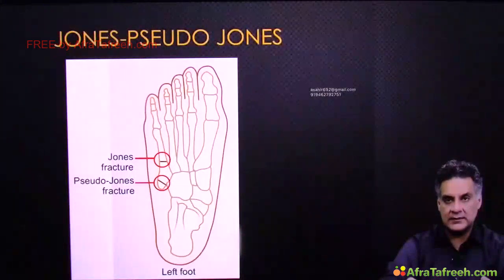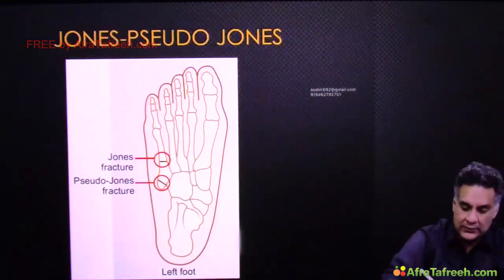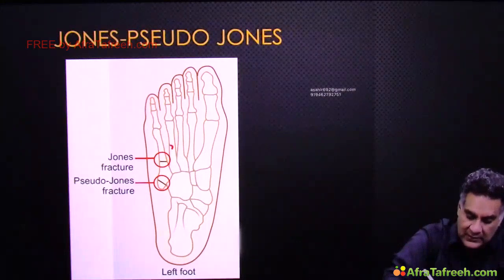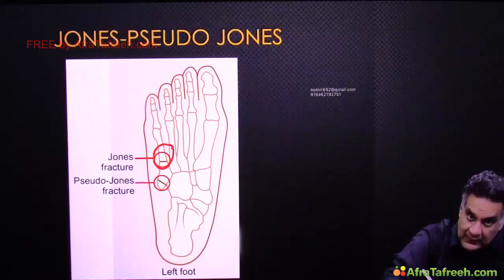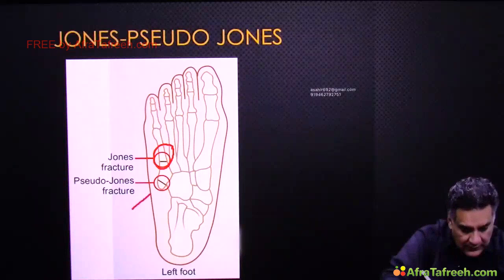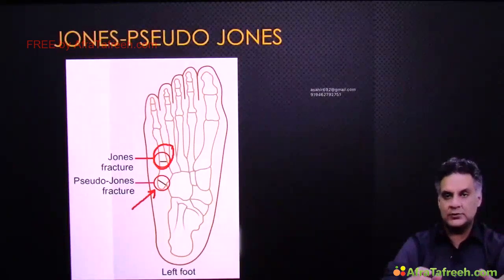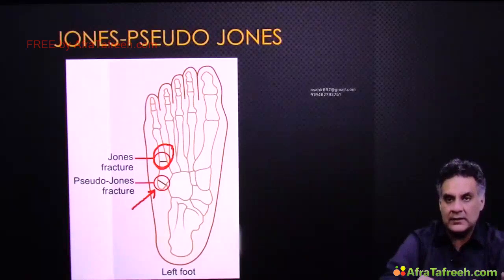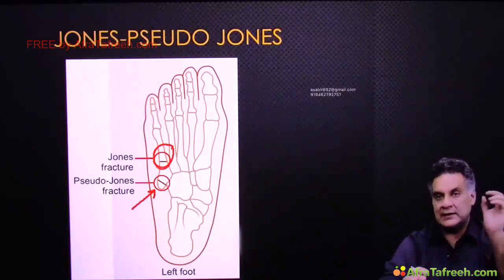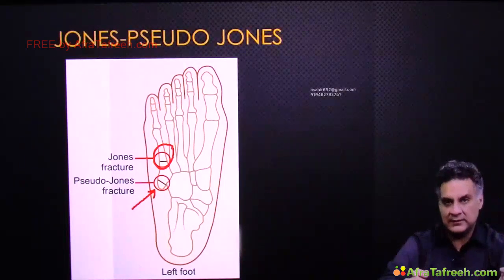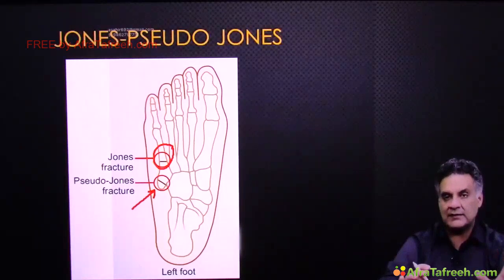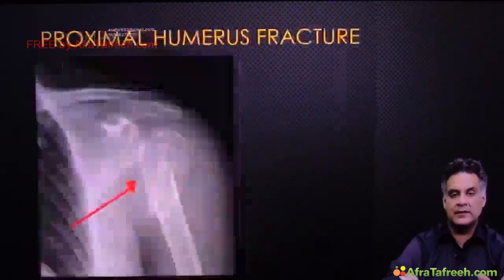Jones fracture and pseudo-Jones fracture. Jones fracture is fracture of the base of the fifth metatarsal. Pseudo-Jones is more proximal avulsion fracture. Remember, pseudo-Jones is more proximal, occurring at the tip of the metatarsal. Jones at the metaphyseal-diaphyseal junction.